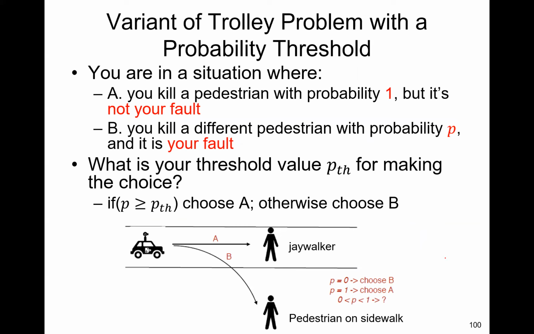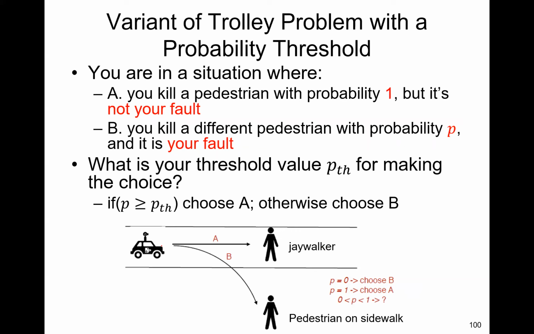So let's put a little math into it. You are in a situation where you kill a pedestrian with probability 1, but it's not your fault, or you kill a different pedestrian with probability P and it is your fault. What's your threshold value for making the choice?